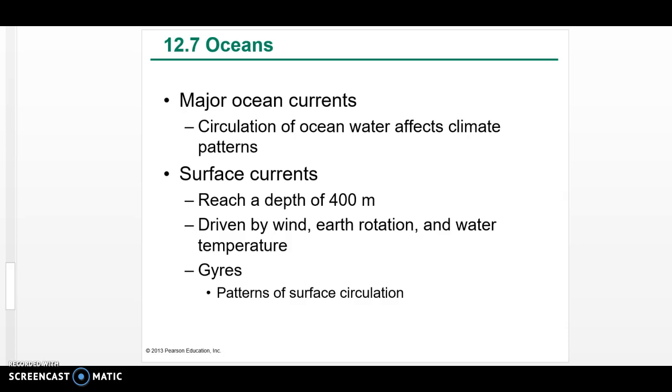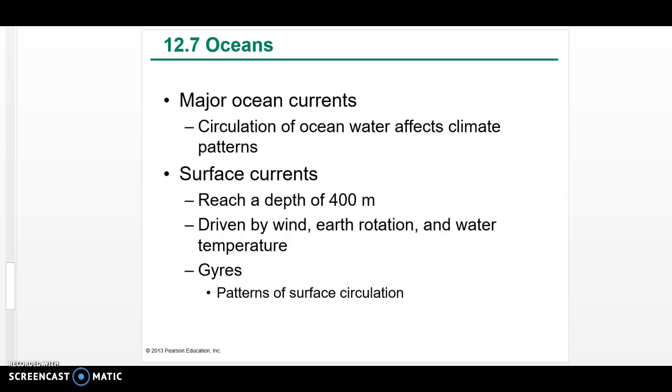The surface water currents are driven by wind, the Earth's rotation, and the water temperature. So if water temperatures increase, then these surface water circulation patterns are going to change. The deep ocean currents deal with the salinity of the ocean. So if the salinity of the ocean changes, then those change as well.